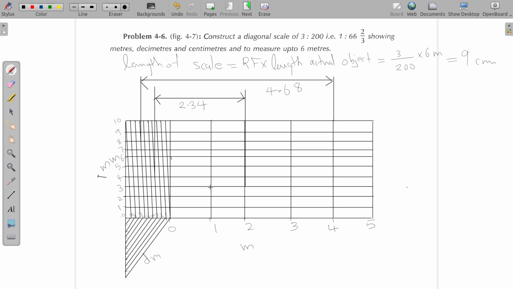So earlier in the plane scale you could have marked only the first decimal digit. So 2.3 or 4.6 could have been marked on the plane scale, but numbers with 2 decimal digits like 2.34 or 4.68 cannot be marked on the plane scale. But in the diagonal scale this is possible, and this is the advantage of the diagonal scale.